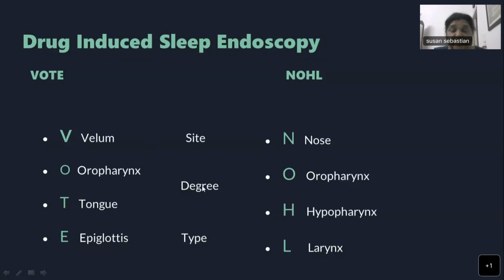Then the degree of obstruction. In VOTE, we see whether it's a total obstruction or a partial obstruction. In NOHL, we say according to the degree, whether it is 25%, 50%, 75% or total. And then the type of obstruction, whether it's an anteroposterior obstruction or a side-to-side obstruction, or a concentric obstruction, which is combined, both anteroposterior and side-to-side.